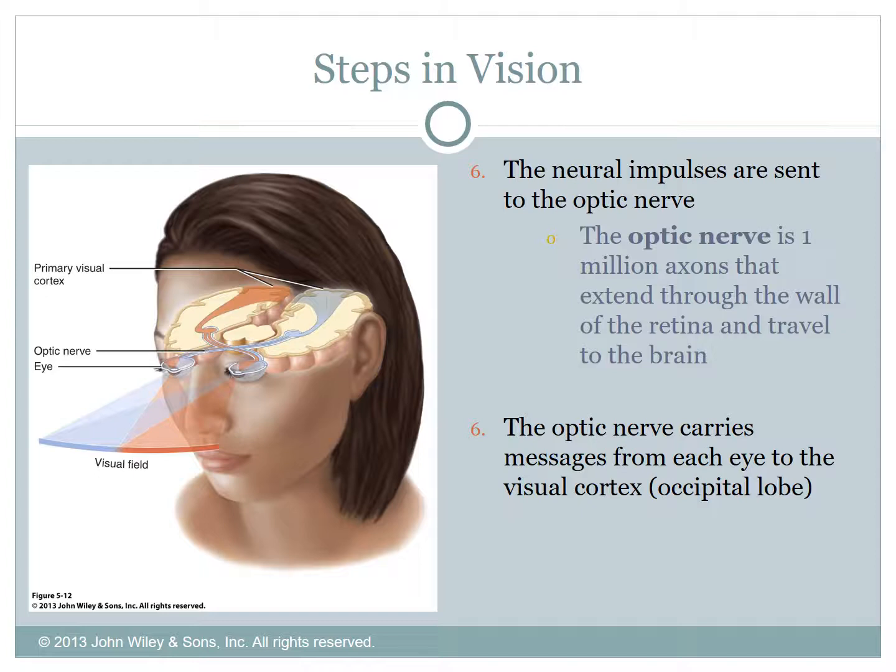Neural impulses are transduced by the rods and cones and sent up your optic nerve into the occipital lobe of your brain where it can be processed into vision.